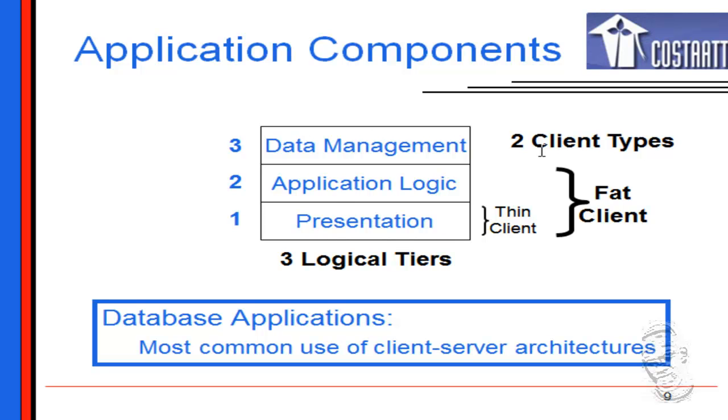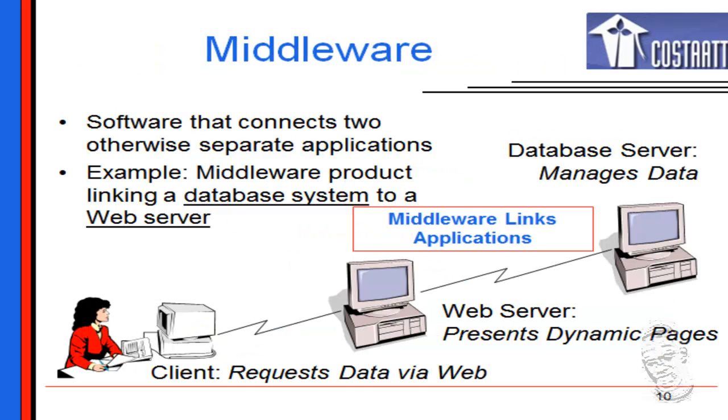The data management, which is the two client types, fat clients and thin clients, on the presentation level. This is one. Three logical tiers, which we're going to talk about a lot more. Application logic, which brings us to the fat client, and data management, two client types in terms of the three logical tiers. Because there's both three-tier and two-tier systems. Database applications are most commonly used in client-server architecture.